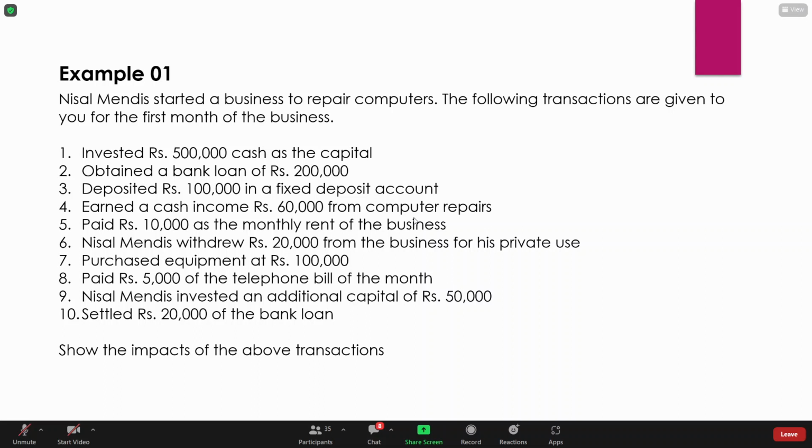Then seventh one. Purchased equipment 100,000. Can you describe that? Purchase equipment 100,000.